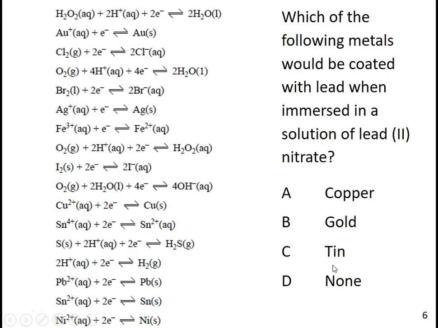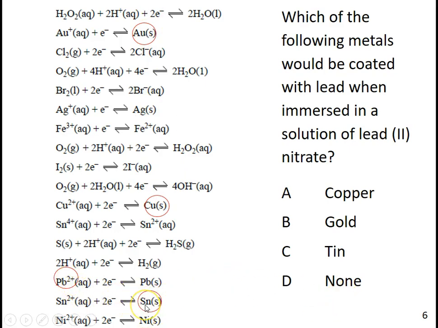Okay, which of the following metals would be coated with lead metal when immersed in a solution of lead 2+ ions? So our lead 2+ is down here. So it would get coated with lead if we had something underneath that's going to react with it. So we've got copper. Copper's up here. Gold is way up there. Tin is down here. And then the other option was none.